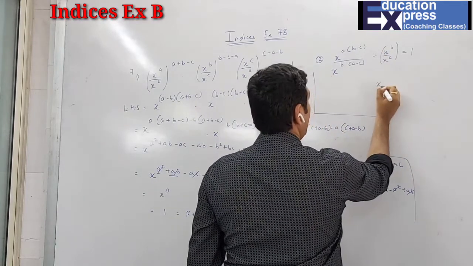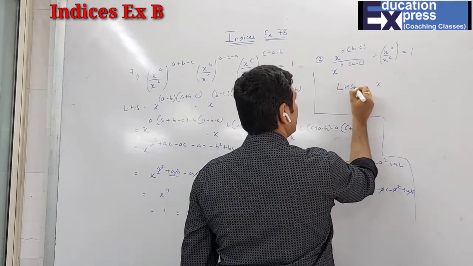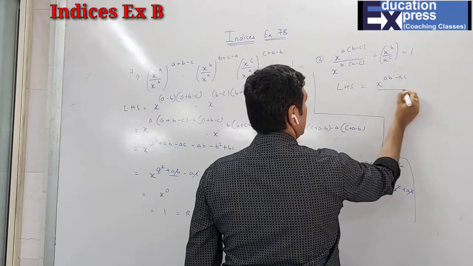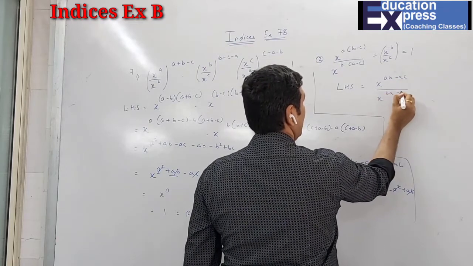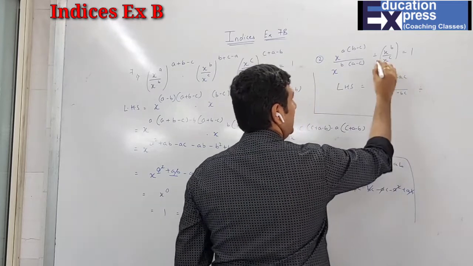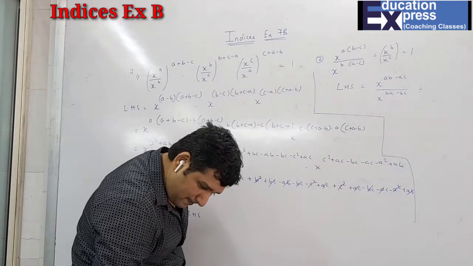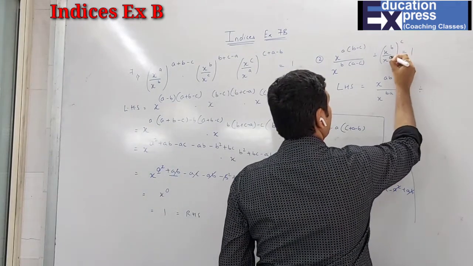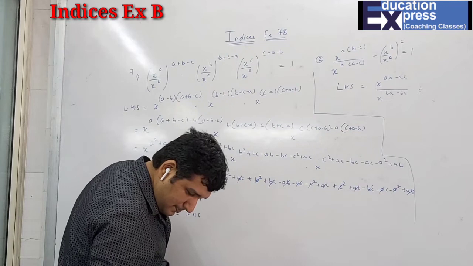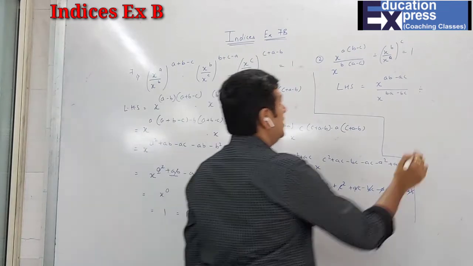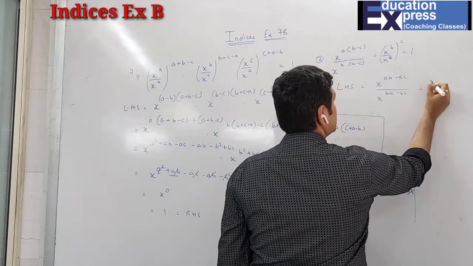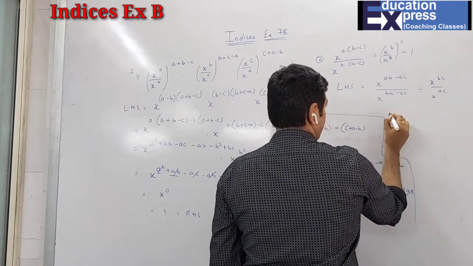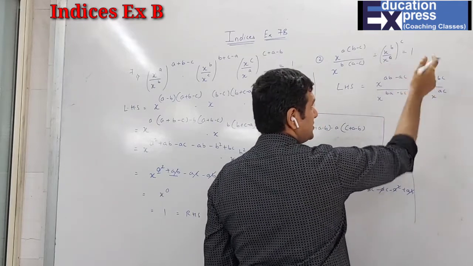So here, what is the LHS? x^(AB minus AC) upon x^(BA minus BC) divided by x^(BC) and x^(AC) raised to AC. You cannot write LHS and LHS together because you have proved this.